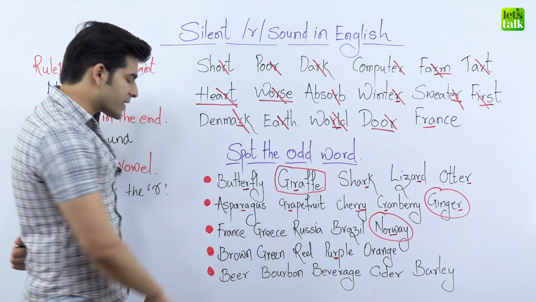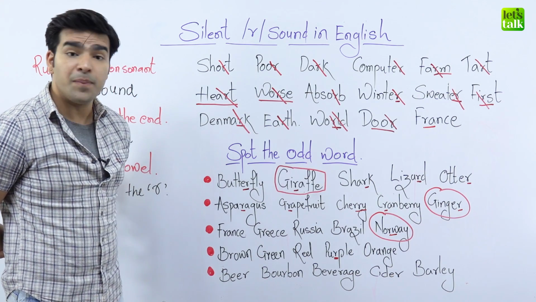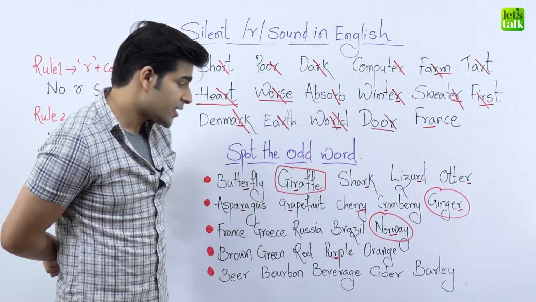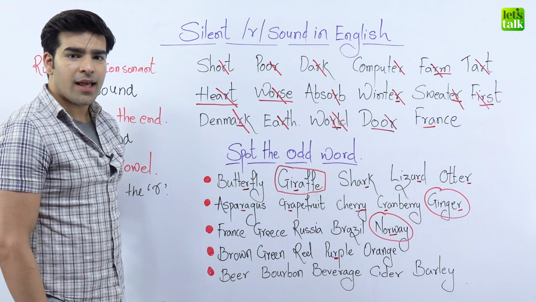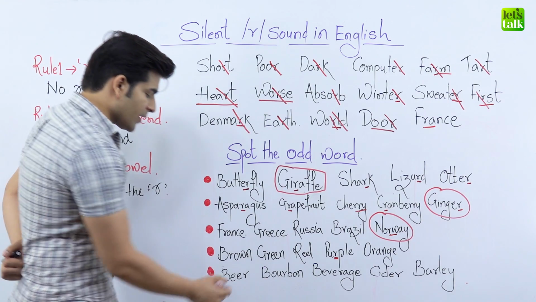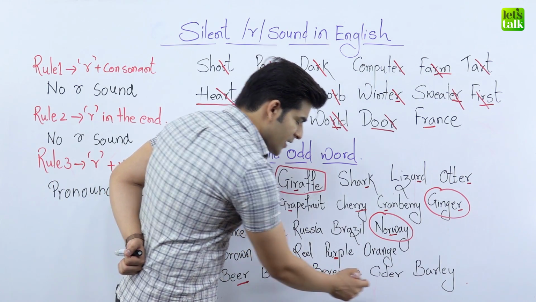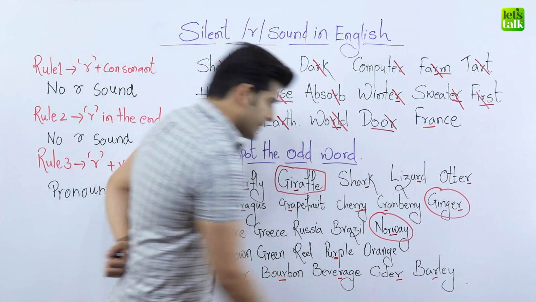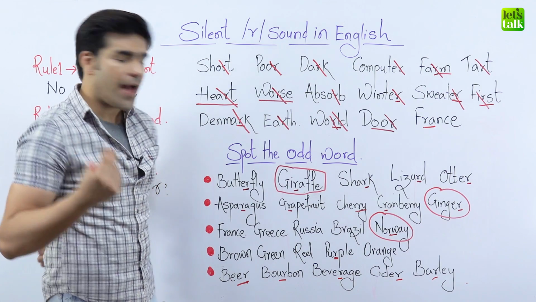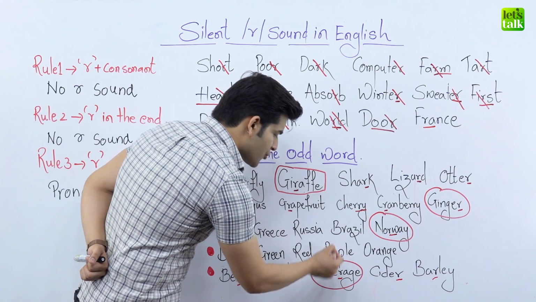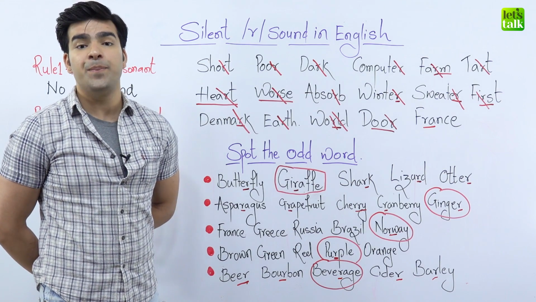And the last list that we have in the game is beer, bourbon, beverage, cider, and barley. Which one do you think is the odd one out in the list here? Beer, bourbon, beverage, cider, barley. There's just one word in the list where we are pronouncing the R sound, and that word is beverage. I should circle this one as well for you. Beverage. One more time. Beverage.